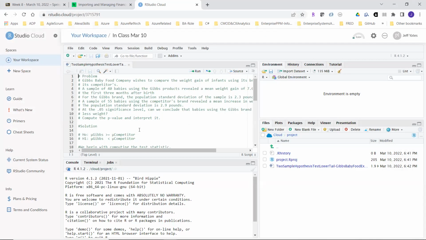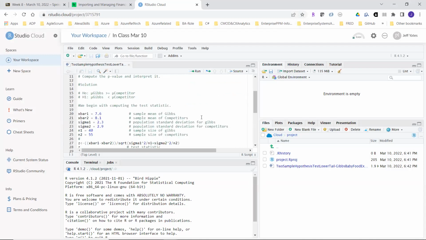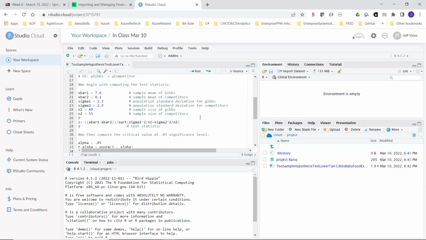All right, so the Gibbs baby food example. The company wishes to compare the weight gains. Here is the script. Here is the code for it. So we've got our X bar one, X bar two, our sigmas, our N1 and N2.